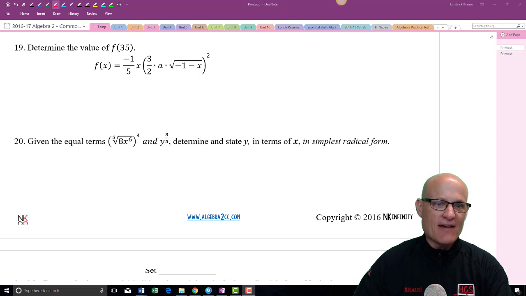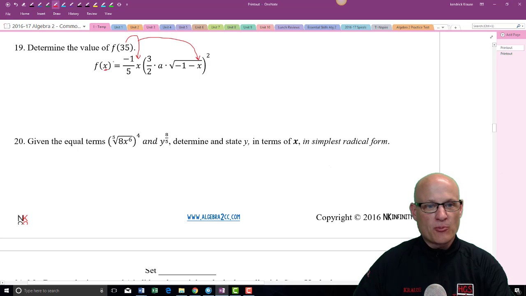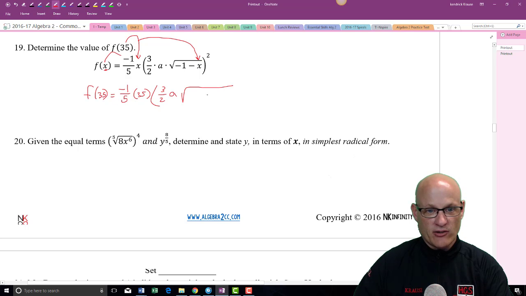Let's get started. F of 35. Let's see if I wrote this right. So what we're going to do is plug that in for x. I probably should have said f of x. Oh, I did. Okay, so we're plugging in 35. So f of 35 is equal to negative 1/5 times 35. Now you got to be careful of order of operations here, kids. 3/2. This is not as easy as it appears, although some of you are scared because it looks really scary. It's not. Negative 1 minus 35 squared. Now, order of operations says we take care of what's inside the parentheses first.